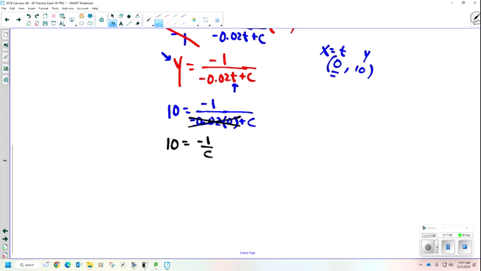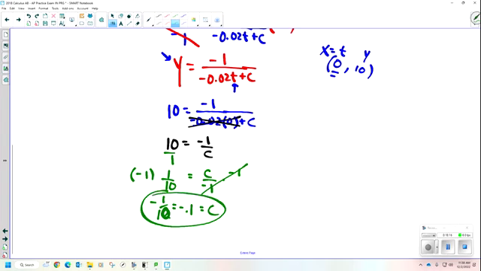And again, I can flip these, right? This is technically over 1. So I can say c over -1 equals 1 over 10, and then multiply both sides by -1. So -1/10, which is -0.1, equals c. This is what my c value is. This is going to go back in here for me to solve.